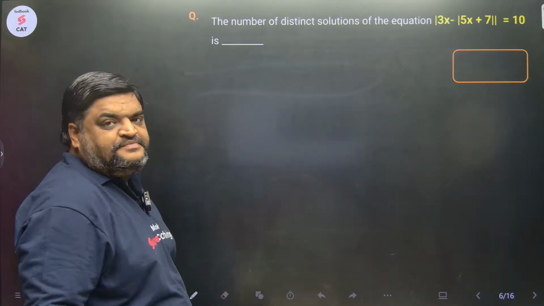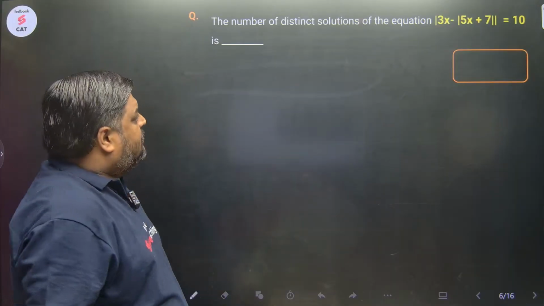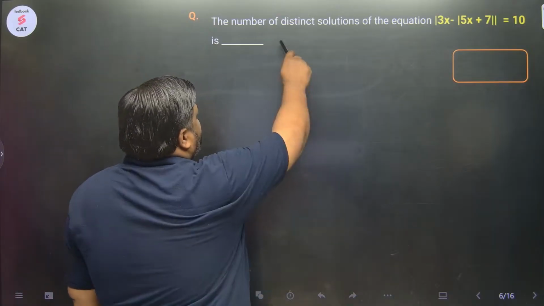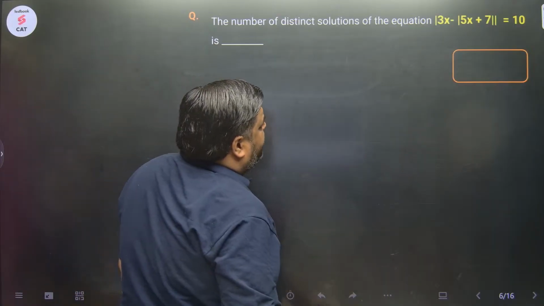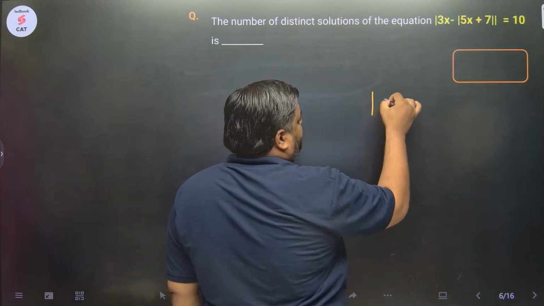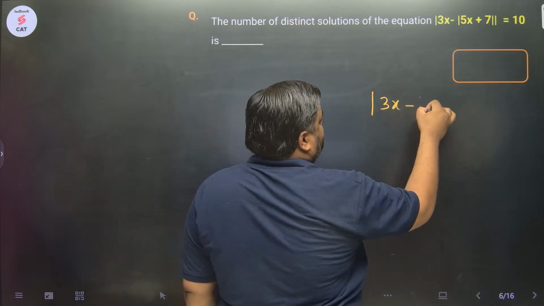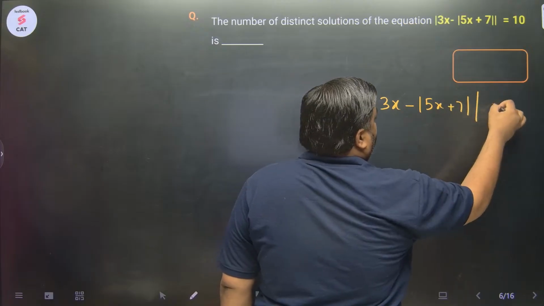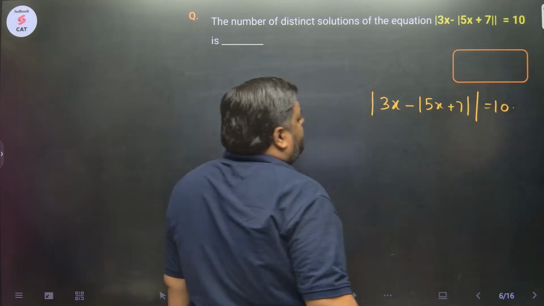Chalo guys, dekho. Number of distinct solutions of the equation: mod of 3x minus mod of 5x plus 7 mod equals 10. Okay.